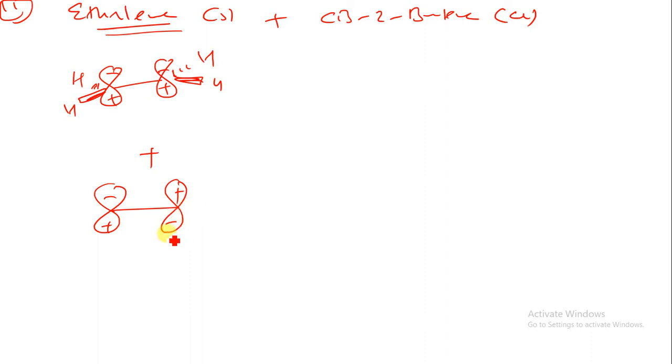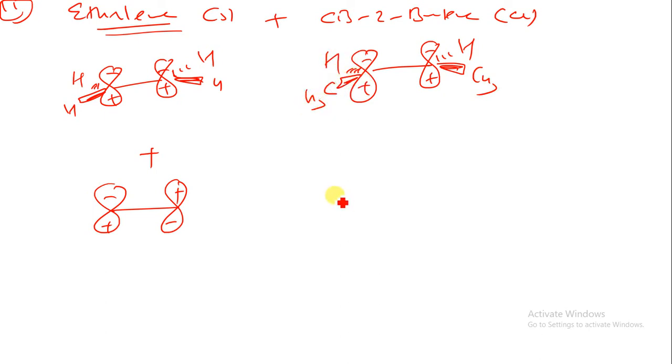So for the CH3 group, first of all I have to write this way, minus plus. Here hydrogen, here CH3, here hydrogen, here CH3. Now if I want to interact this one with this one, I have to rotate this orbital. If I rotate this orbital, the CH3 arrangement will be different. That is the first case.